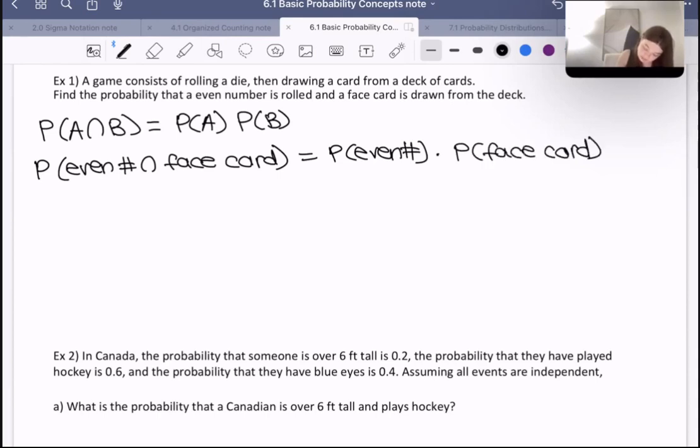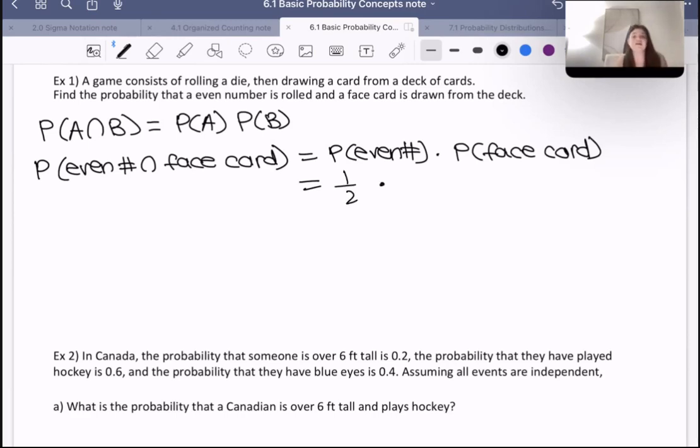So let's think about that. What's the probability of rolling an even number on a die? Well, the die has 6 numbers, 1, 2, 3, 4, 5, 6, and 3 of those numbers out of the 6, or half the numbers we could say, are even numbers. So therefore it's going to be 0.5, or 1 half.